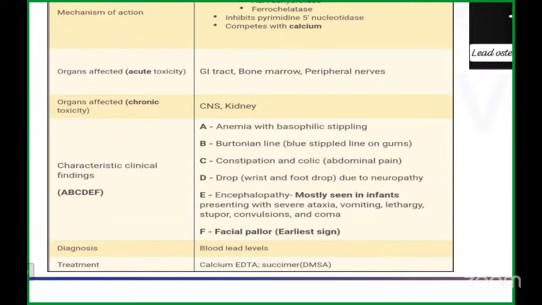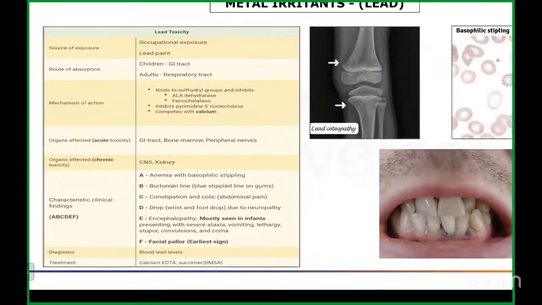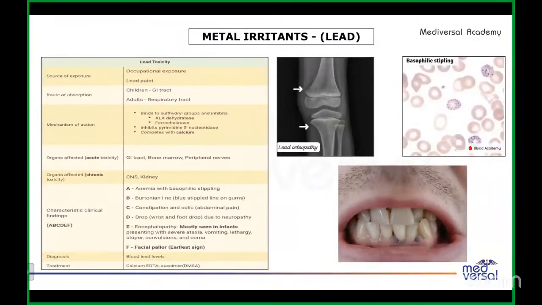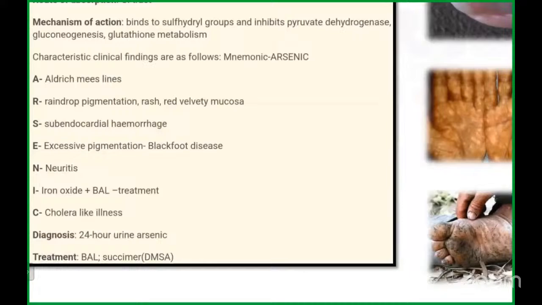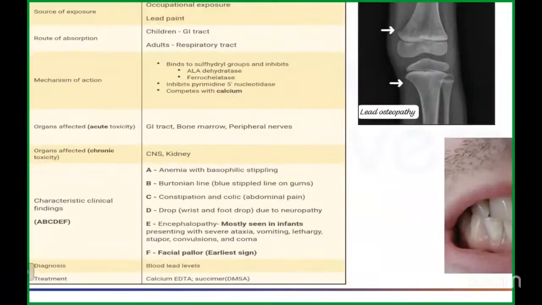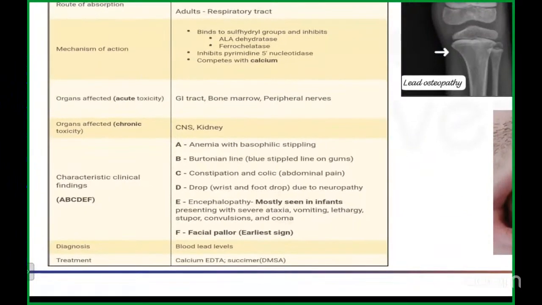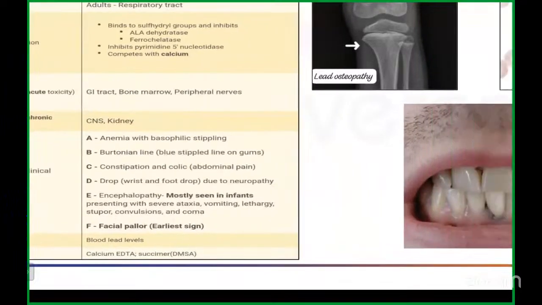Diagnosis, very, very important. It's through blood lead levels, not urine. Why am I repeating this? Because most poisons in toxicology are detected via urine. Even when we were talking of arsenic, you saw there was a 24-hour urine arsenic that we were using. However, in lead, it's the blood lead levels that we see. The treatment again is either BAL, which is British anti-lewisite, or DMSA. Or because there's a lot of calcium chelation that happens, you can also use calcium EDTA.